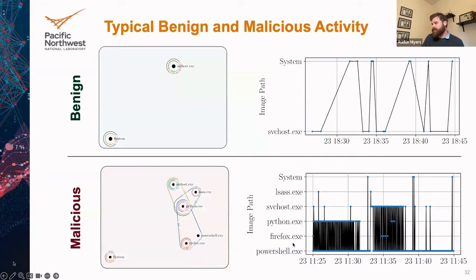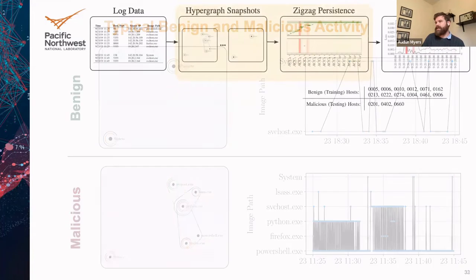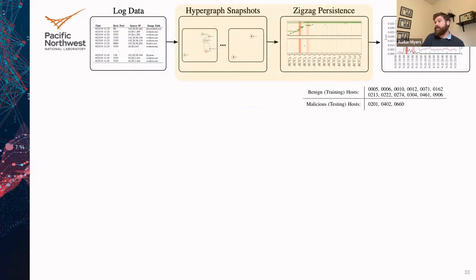If I look at 20 minutes of data here, for the different image paths of executables, you can see many are being used in 20 minutes, versus during benign activity, where every minute or so there's a different executable being used. So combining these using zigzag persistence is the next goal. But to really study that zigzag persistence barcode, we need to use an autoencoder.